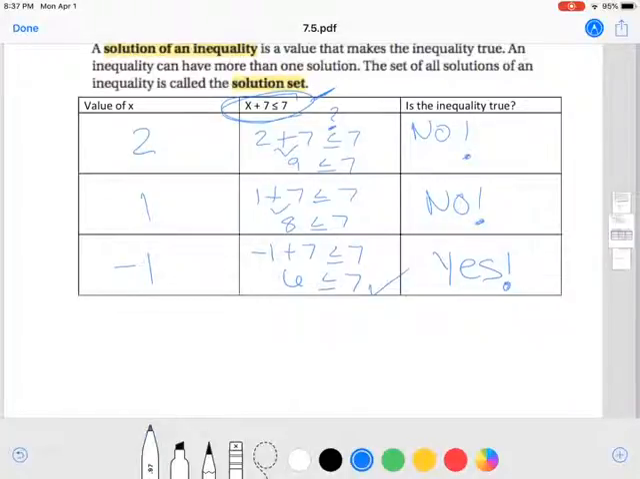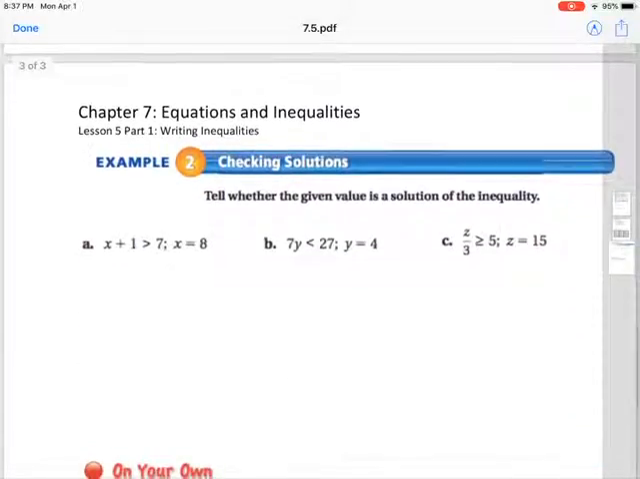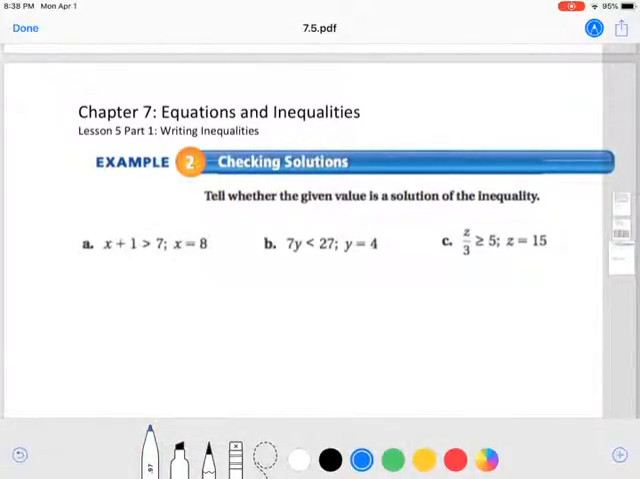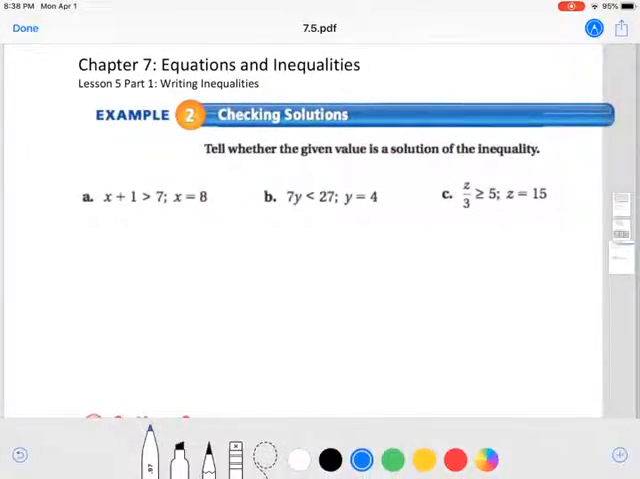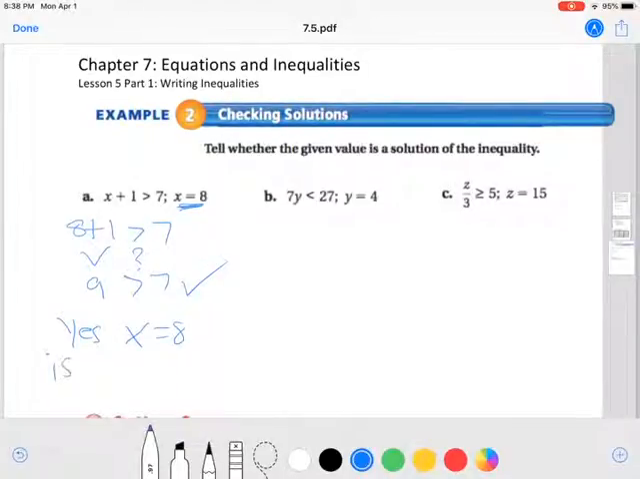All right, the last thing that we're going to talk about today is checking solutions, which we've done with equations, and now we're going to do them with inequalities. Our first one says x plus 1 is greater than 7. We want to see, is this inequality true when x equals 8? Again, we're going to use substitution. We plug in 8 for x, so instead of x plus 1, we have 8 plus 1. Is this greater than 7? Well, 8 plus 1 is 9. Is 9 greater than 7? Yes, it is. So yes, x equals 8 is a solution.